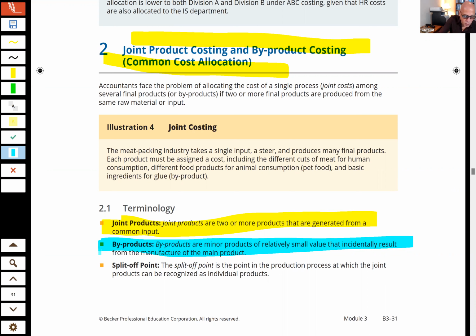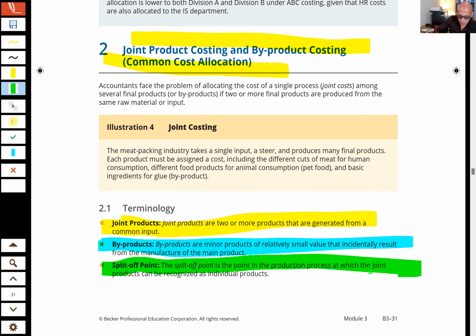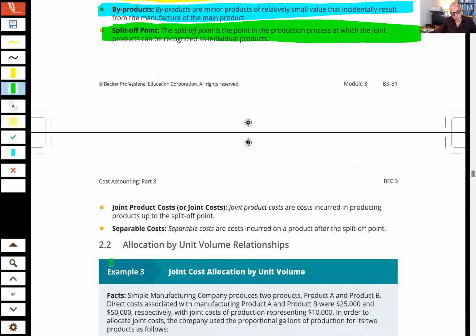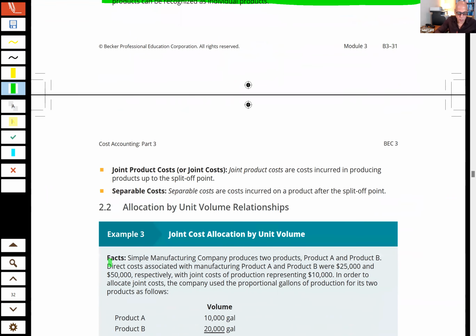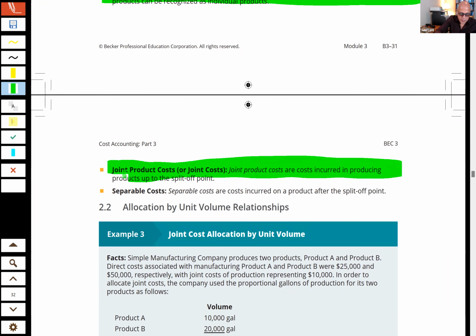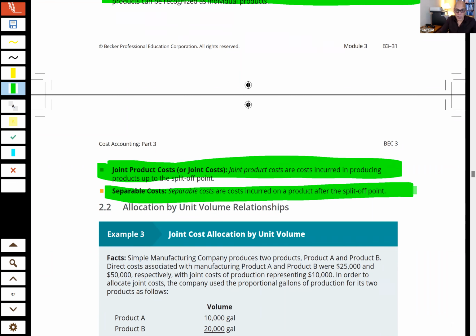Okay. And split off is the point where we start being able to distinguish, hey, we're putting in materials and whatnot that are specific to a basketball shoe versus a running shoe. That's the split off point. Now, what we're going to see is that you could have these joint products, the basketball shoes and the running shoes, and then separable costs are costs that start to go in after that split off. These are the costs that we're tracking that are specifically related to, say, basketball versus running shoe.